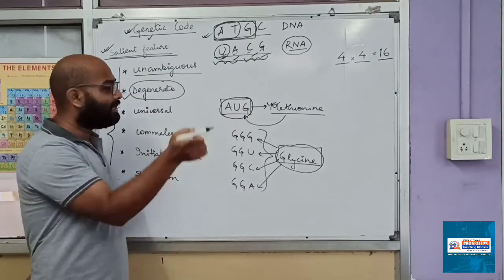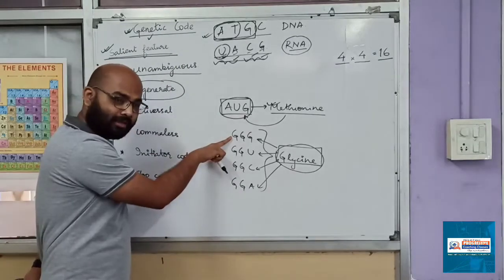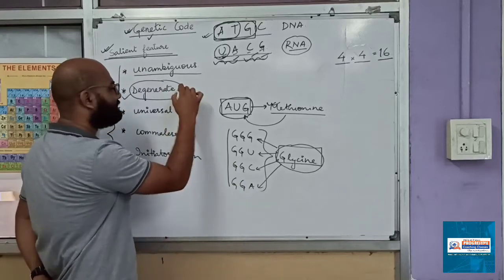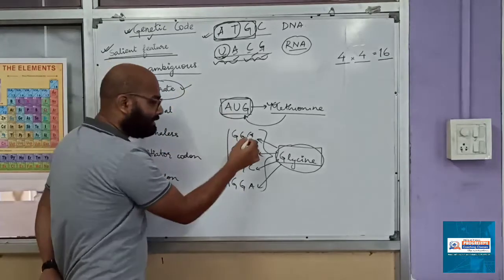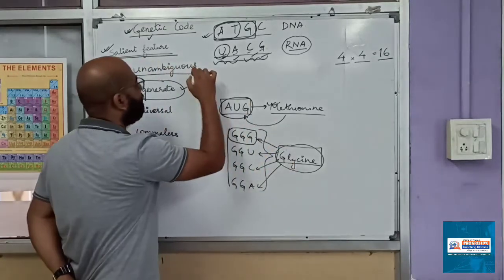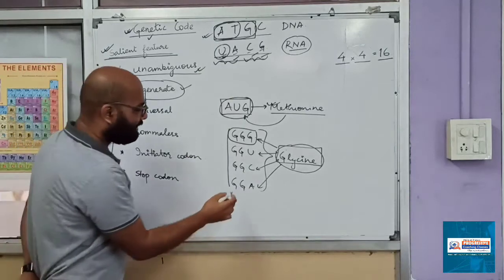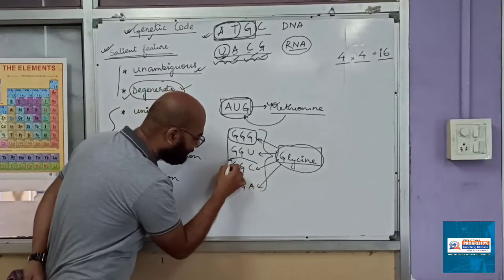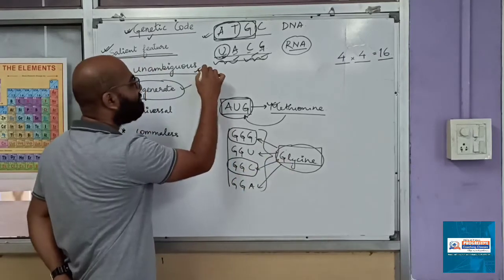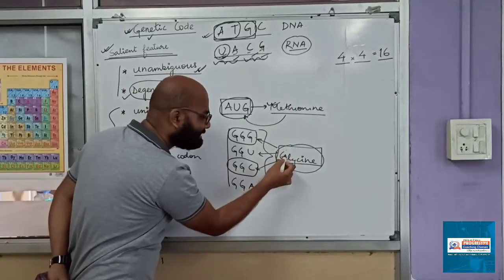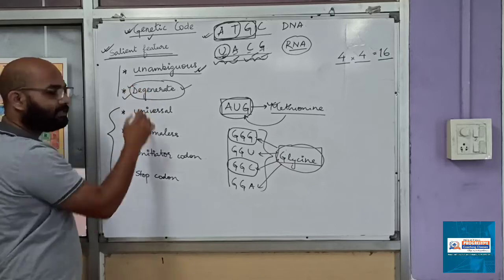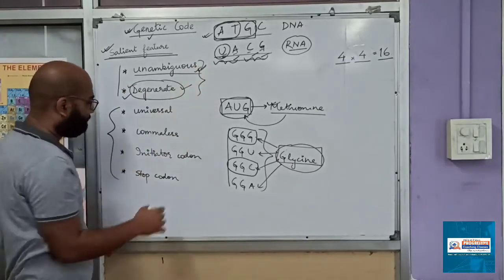We can understand the unambiguous nature here itself. Glycine can be represented by 4 codes. This is the nature of degenerate. And GGG will always represent glycine. This is the property of unambiguous. Simultaneously, GGC will always represent glycine. This is the unambiguous nature. Reversely, glycine can be represented by all these 4 codons, which is the nature of degenerate. So don't mix these two things, very important.